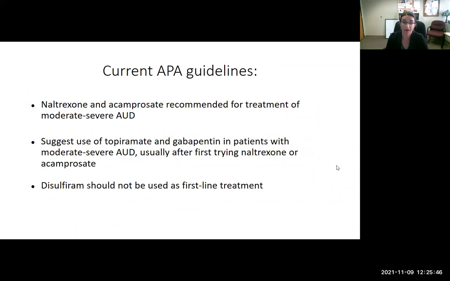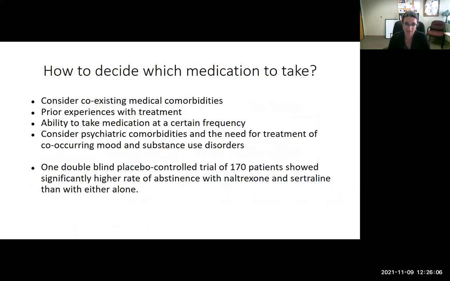The current APA guidelines, again, recommend naltrexone and acamprosate for treatment of moderate to severe alcohol use disorder. And then they do suggest the use of topiramate and gabapentin in patients who have this level of AUD, but usually after first trying naltrexone or acamprosate, and steer away from disulfiram as first line treatment.